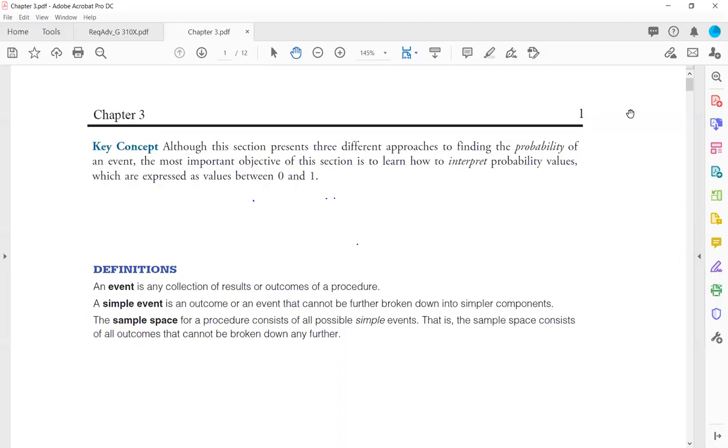Chapter 3, probability. What is probability? Probability is a machine. It is a function. Probability as a function. So what you do, you plug in some values like x. It gives you P of x, probability of an event or a number.